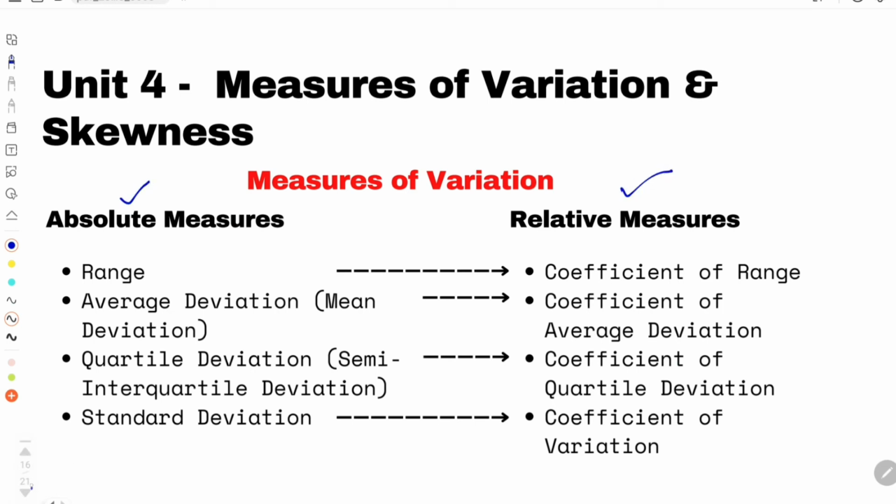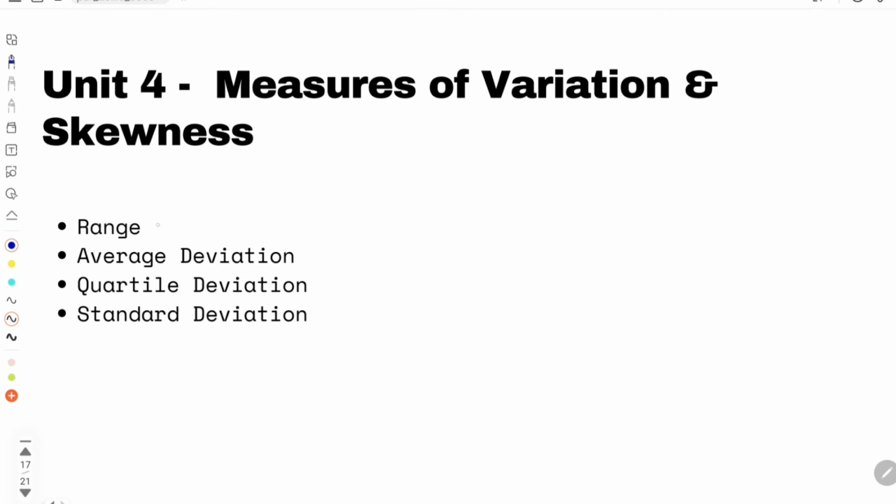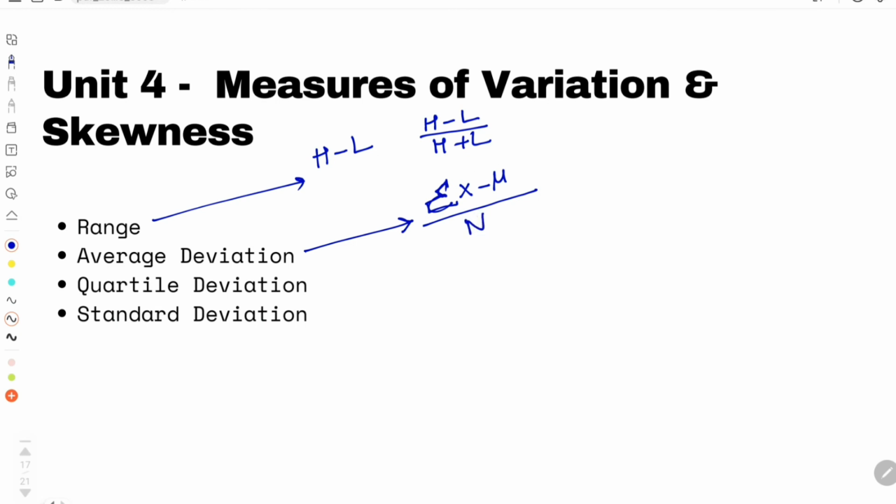Like for example, the absolute measure of range. Range is calculated by subtracting the lowest value from the highest value. And to find the coefficient of range, we used highest minus lowest divided by highest plus lowest. Average deviation we find by summing up the observation minus the mean, and its sum divided by the total number of observations gives the average deviation. If we were to find its coefficient of deviation, then it is average deviation divided by the mean.